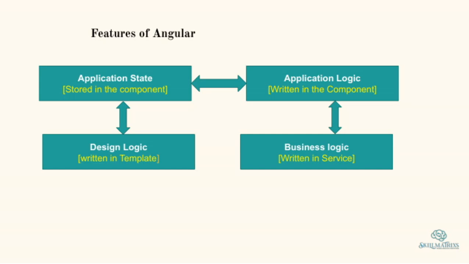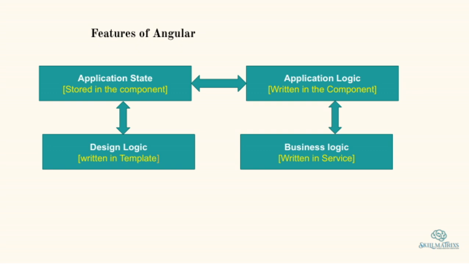Let's take a closer look at the features of Angular and how it organizes different parts of an application. When we talk about business logic, this is typically written in services. These services handle data processing, communication with APIs, and other core functions that drive the app's behavior. Moving on to design logic, this is written directly in the template, which means the HTML and Angular directives work together to define how the UI looks and behaves.